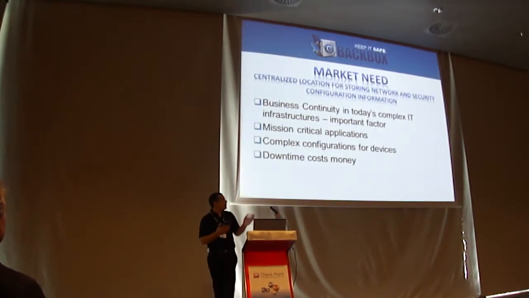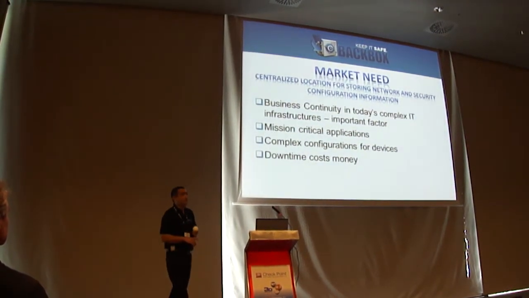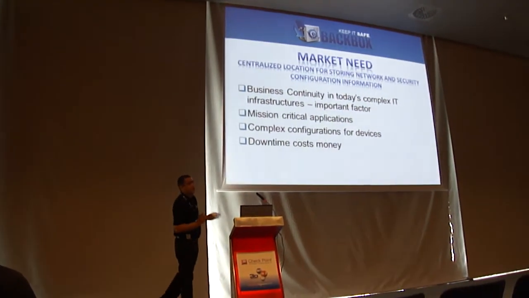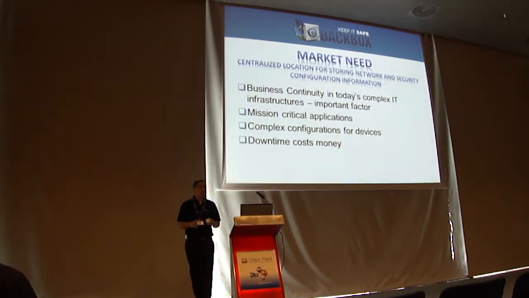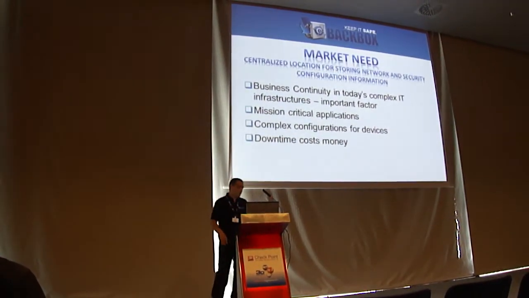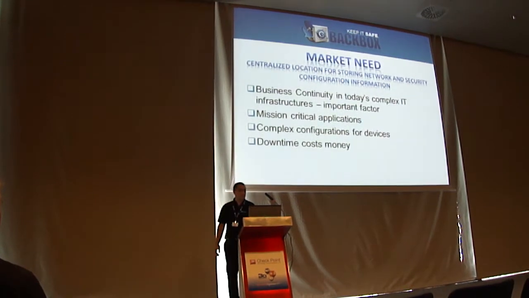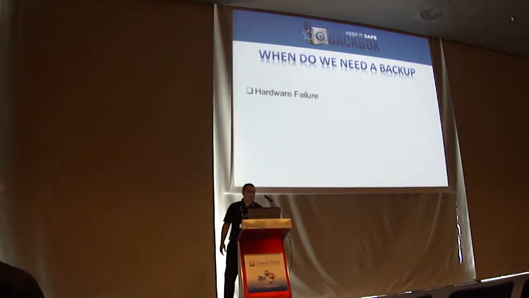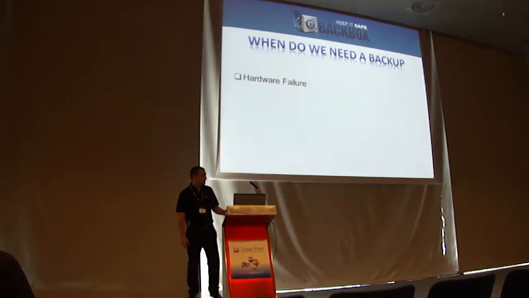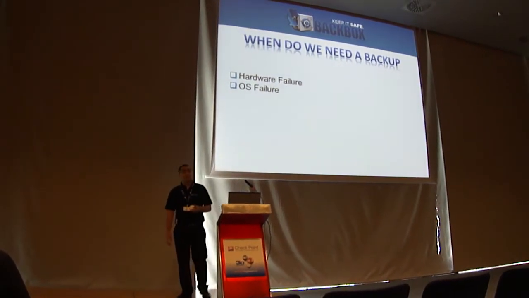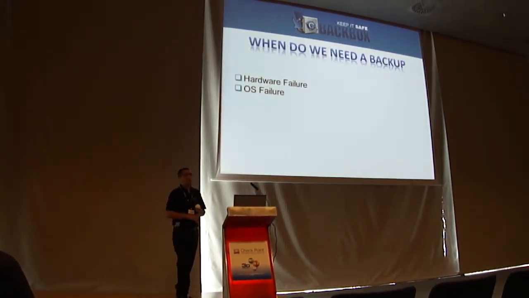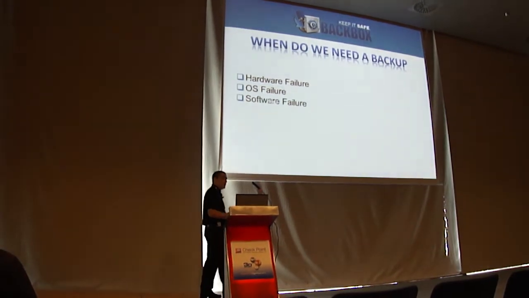So I mentioned this before. Obviously, mission-critical applications are behind our networking and security infrastructure. They all contain complex configurations. So if that device fails, you need to work for hours in order to restore it. Downtime costs money, that's obvious. So when do we need a backup? The scenarios, obviously, if we have an RMA, the device just failed on a hardware level. If the OS failed, it can be a corrupted file system. We didn't shut it down properly. Some of the files got corrupted. The system's not going to come up.